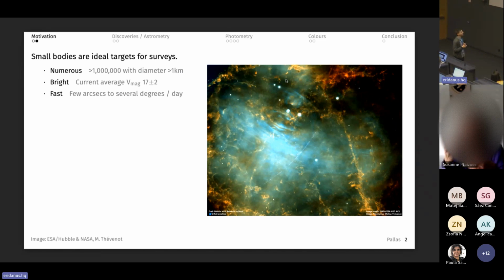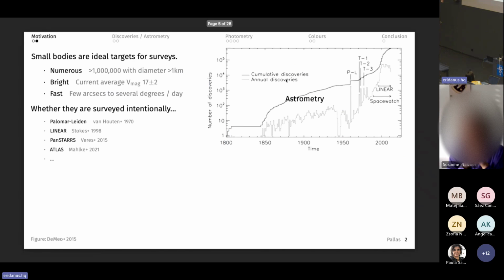Not given here is the subjective criterion that they're also beautiful to look at. So here on the right, please disregard the rather boring looking Crab Nebula in the background. The real star is this trail here in the middle, which is an unknown asteroid that passed through an exposure of Hubble Space Telescope. And so because they're so great for surveys, the history of small body science is also a history of survey science. And we have been using surveys to intentionally observe asteroids for a long time. I'm giving a list here. It's far from exhaustive.